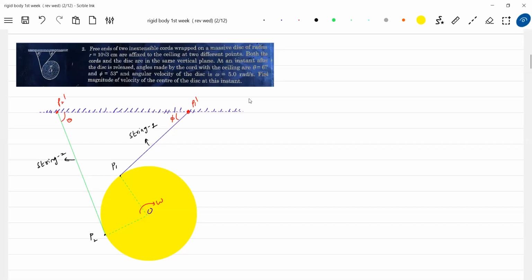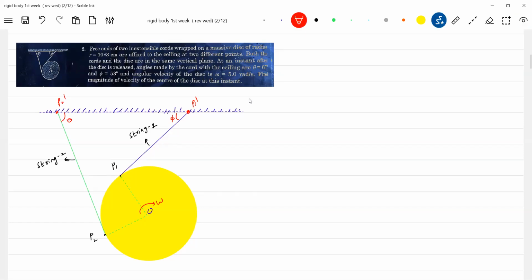Okay, now the string should be taut and inextensible. There's one basic idea: free ends of two inextensible cords wrapped on a massive disk of radius r are affixed. So at this particular instant, the string should be taut. If the velocity of point P1 is like this, it will become loose. If it is like this, the length of string will increase. Of course, as it unwinds, length will increase, but at this instant I'm talking about this one. So it should be taut and inextensible. Therefore, velocity of point P1 along the string must be 0.